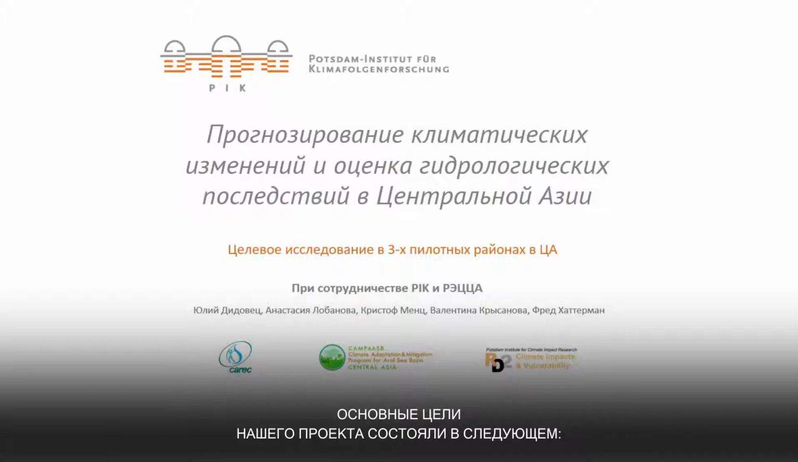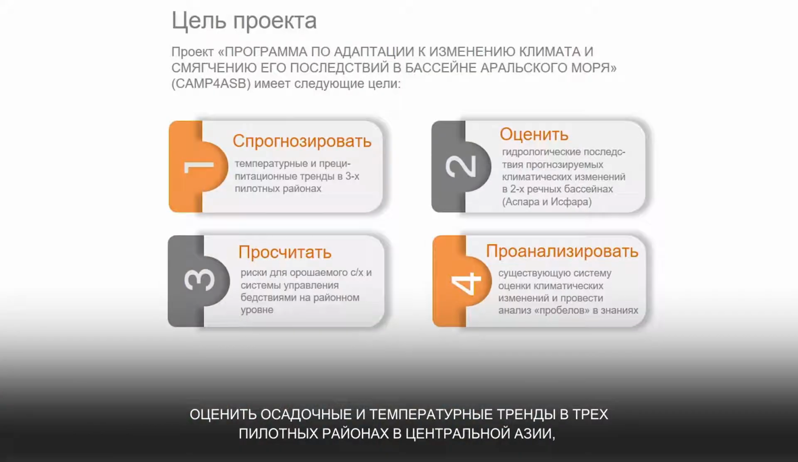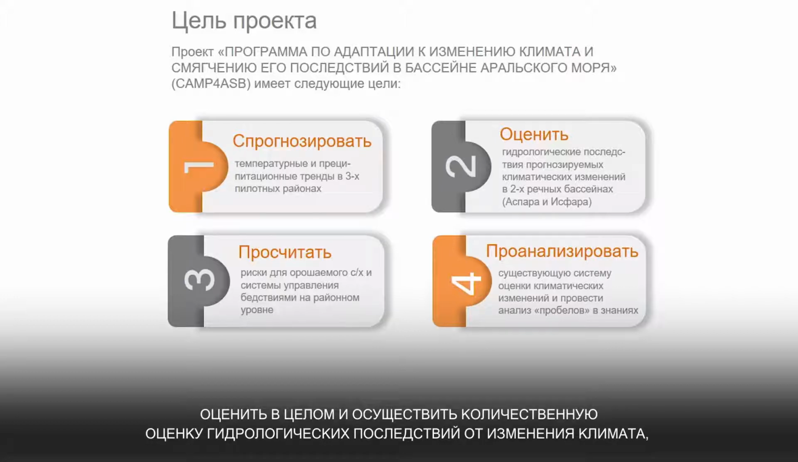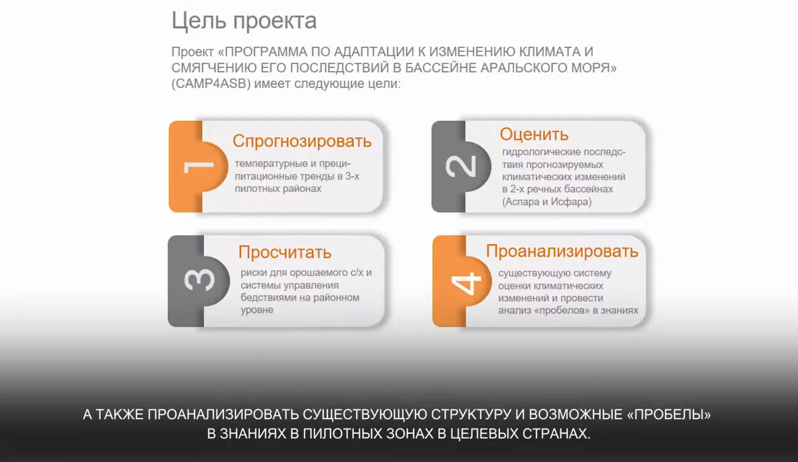So the main aim of our project was to estimate precipitation and temperature trends in 3 pilot areas in Central Asia. The second one, to assess the hydrological impact under climate change, and also to make an evaluation of existing and future scenarios of impact on agriculture, and to analyze the existing framework and possible gaps in knowledge in pilot areas in those countries.